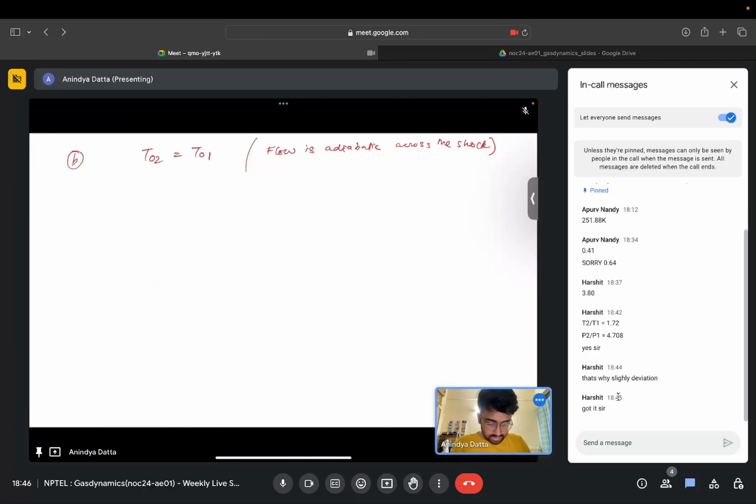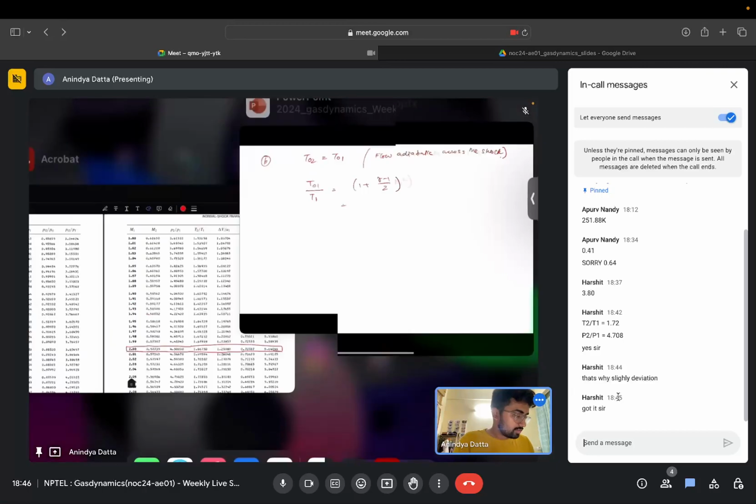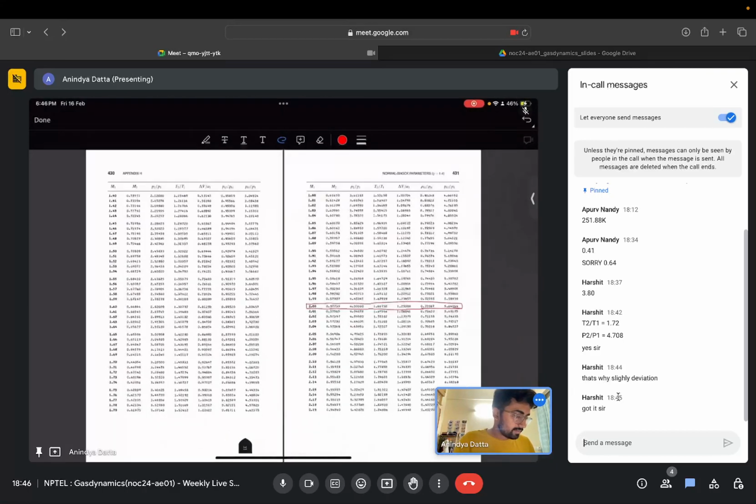Okay, so let's say we want to find T01. We can do two things. We can find this ratio T01 by T1. Where can we get that? T01 by T1 is this thing, right? 1 plus (gamma minus 1) by 2 M1 square. So this we can get from the gas table again. Now we have to look at the isentropic gas table.